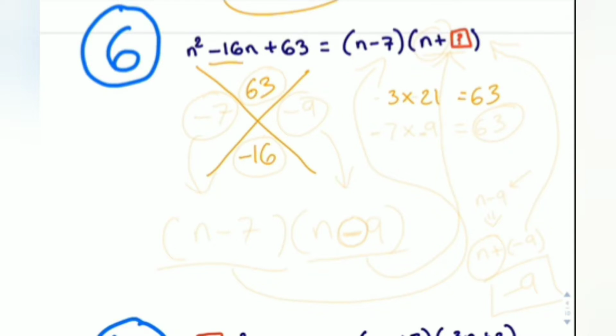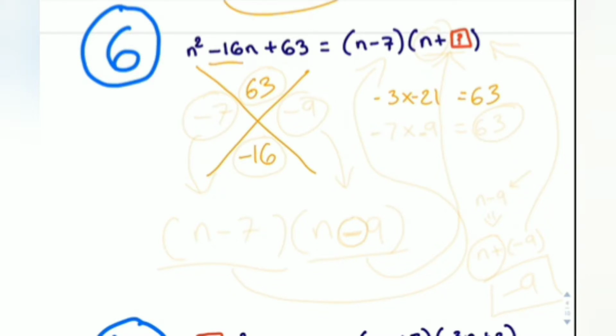So if we add, okay, we need them to add to negative 16, right? The only way to add to a negative number like this is if both values are negative. Negative 3 plus negative 21 is negative 24, so it's not going to be 16. So we must keep on going.